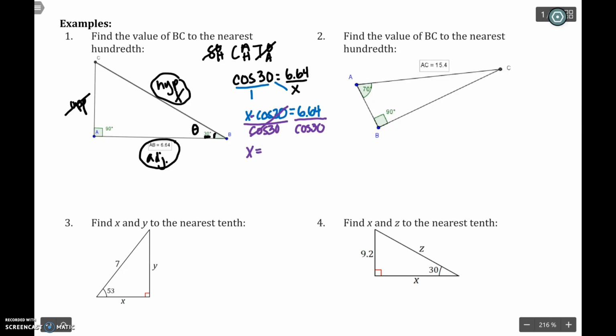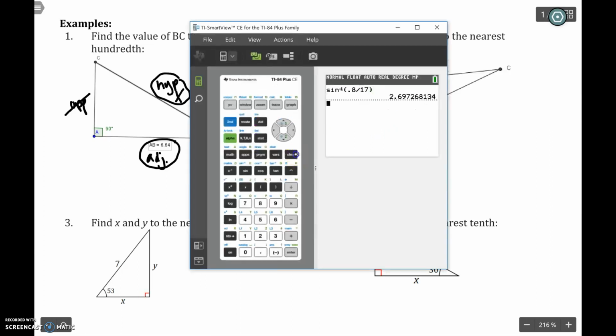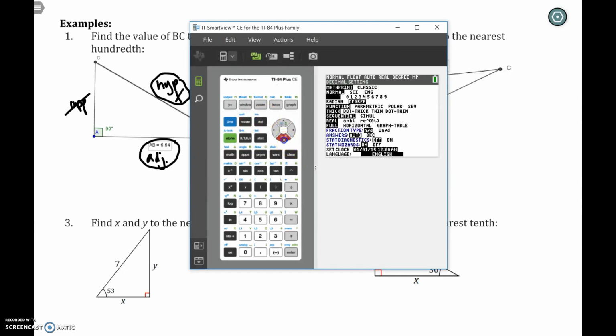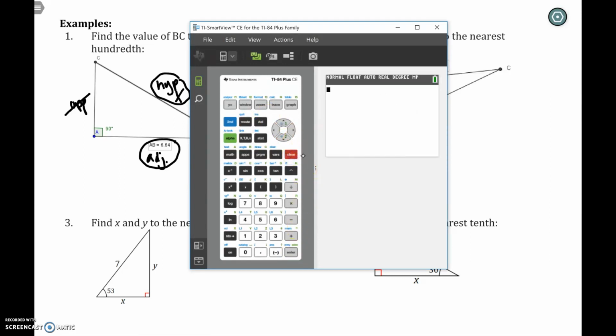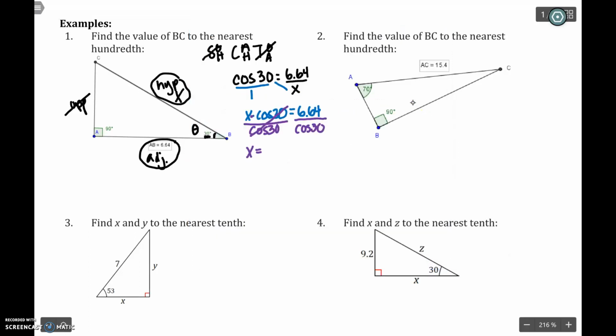And then what we do is we type it exactly this way into the calculator, 6.64 divided by cosine 30, and we never use inverse. So remember, you always have to make sure you are in degree mode when you're doing trigonometry. If you're not, you have to go over and highlight it. And then we're going to type in 6.64 divided by cosine 30. And we are not going to put an inverse because we're not looking for the angle. And we're going to get 7.667, and to the nearest hundredth, that would be 7.67.